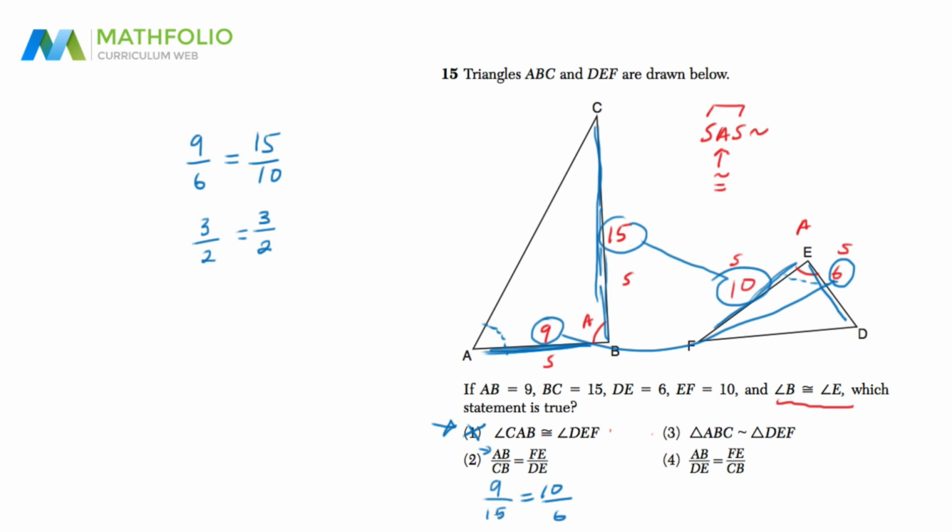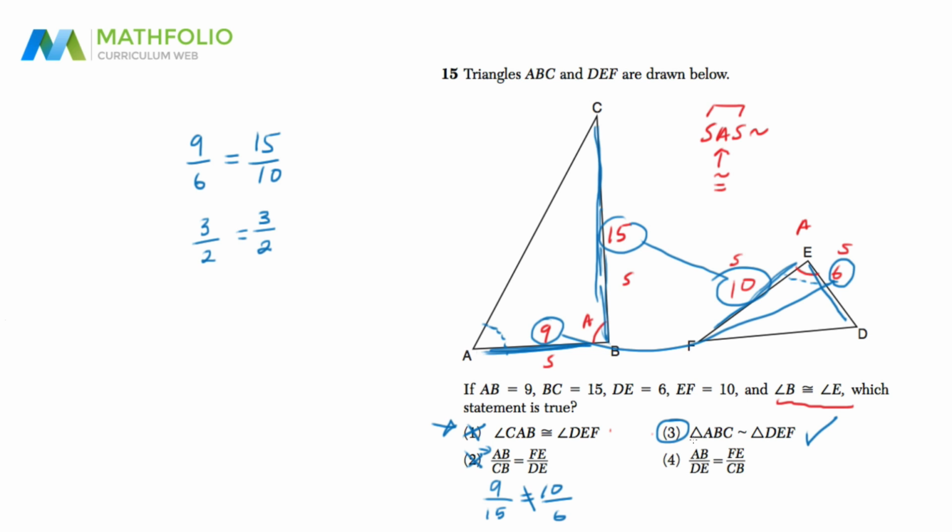Well, this number here, 9 over 15, is less than 1, and this is more than 1, so they're not equal. Can't be option 2. Now, number 3 says triangle ABC, so that's A to B to C, so we've got to be careful of the journey. It has to be the same journey, so it's the shorter to the angle to the longer, is similar to DEF, D to E to F, so that's going through the shorter and then to the angle to the longer. So it looks like this is true, because AB does in fact correspond with DE, and also CB or BC does in fact correspond with EF. So that's going to be our answer.